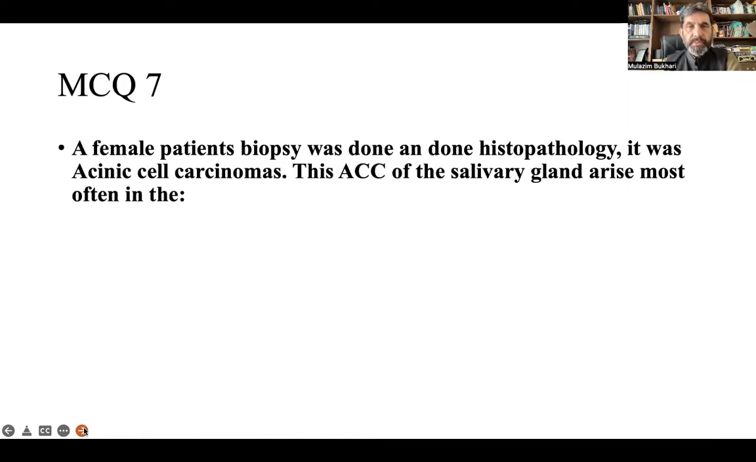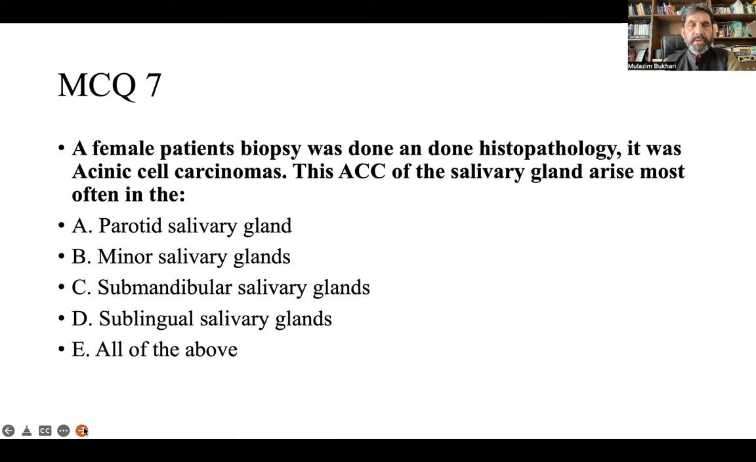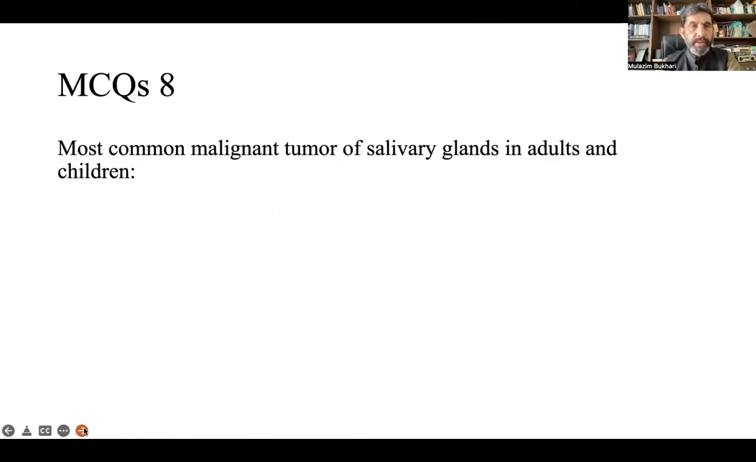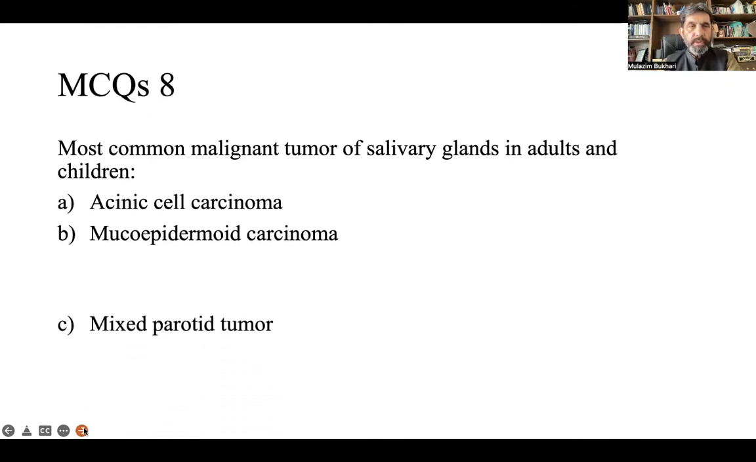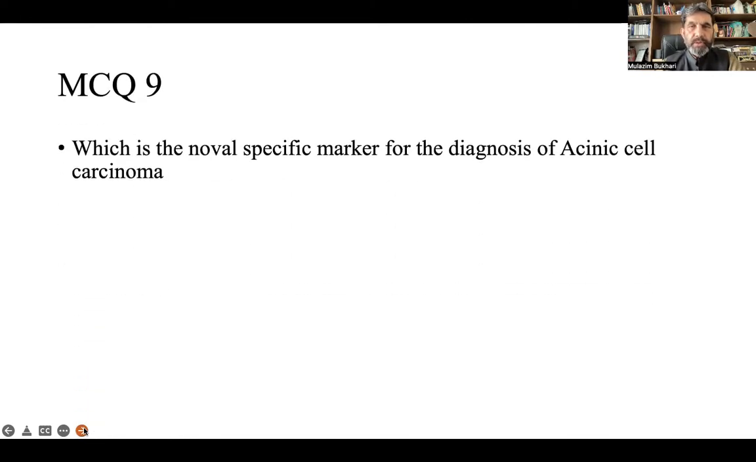MCQ 7: a female patient's biopsy was done and the histopathology was acinic cell carcinoma. This acinic cell carcinoma of the gland arises most commonly in the parotid salivary glands, minor salivary glands, submandibular salivary gland, or sublingual gland. So if you concentrate on the lecture, you can easily find the answer A. Another MCQ question: most common malignant tumor of the salivary gland in adults and children: acinic carcinoma, mucoepidermoid carcinoma, mixed tumor, parotid. No doubt, it is the most common malignancy of salivary gland in adults and children; if you exclude A, then it is B, because both are sometimes present. Another MCQ question: which is the novel specific marker for the diagnosis of acinic cell carcinoma?